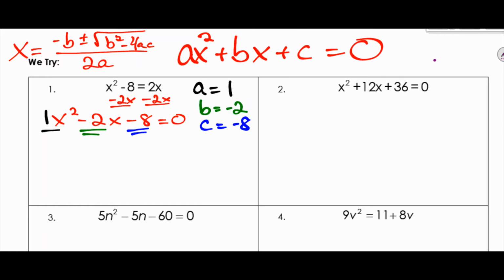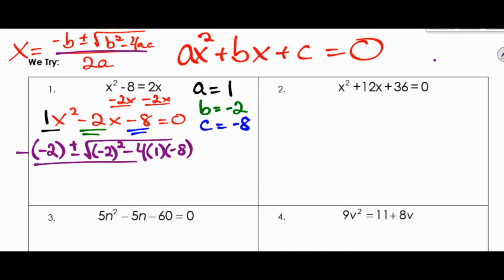So I'm going to substitute all of those in for that equation. Negative b, or negative negative 2, plus or minus the square root of b squared minus 4ac, all divided by 2a. Hopefully you have enough room. I'm going to run out of room really quickly here, so actually I'm not really going to rewrite that whole thing. I'm just going to substitute numbers in once I do that operation.